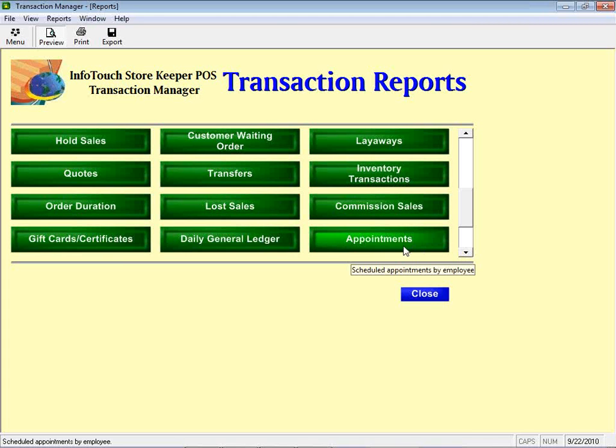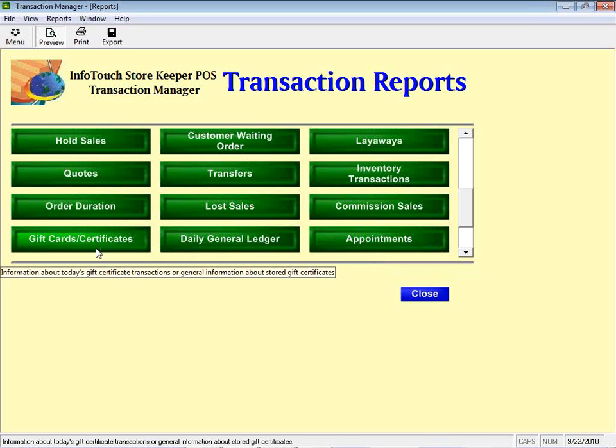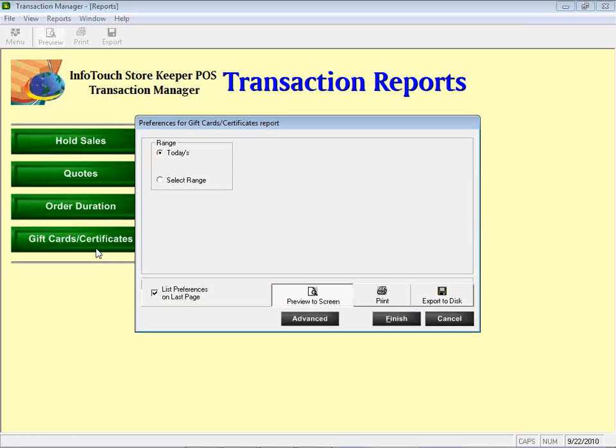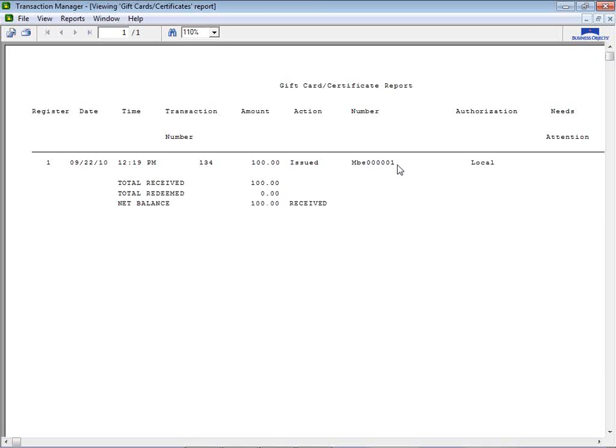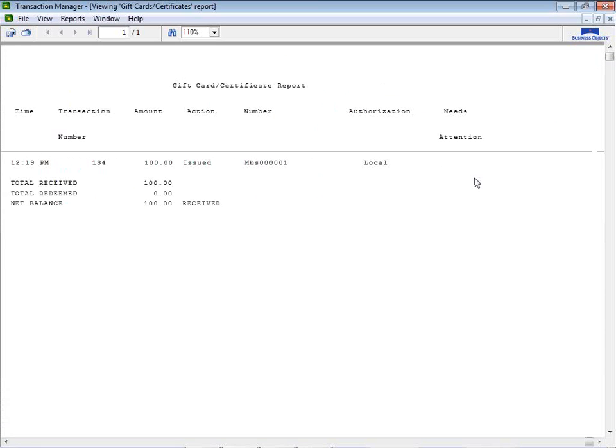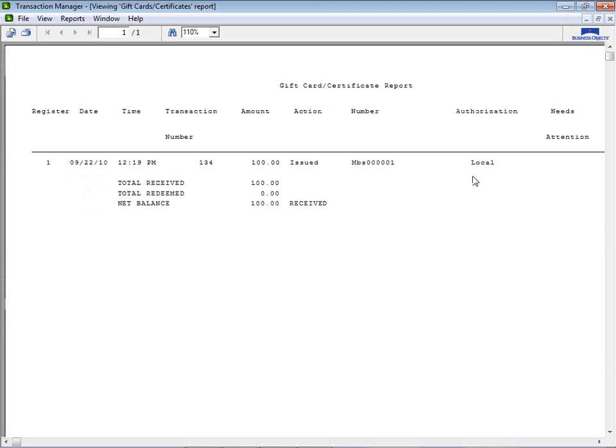There is an appointments report. I'm not going to go over it right now because we've gone over it several times in the appointment books webinar, but do know it's there. Here's our gift card and certificates report. It comes in 2 flavors. The transactions we've done today. So there's the issuing that we just did a few minutes ago of $100 to number MBS 001.